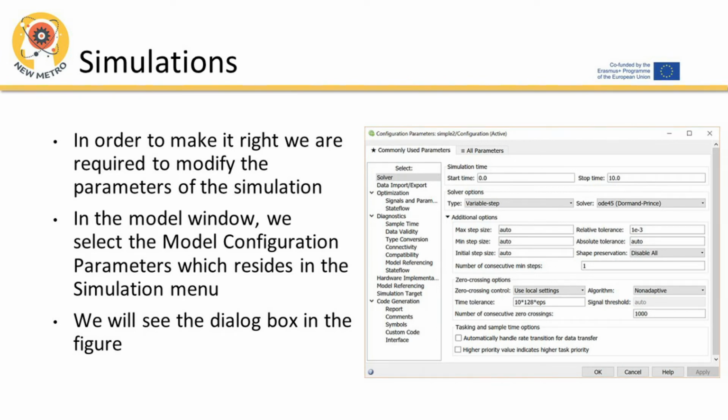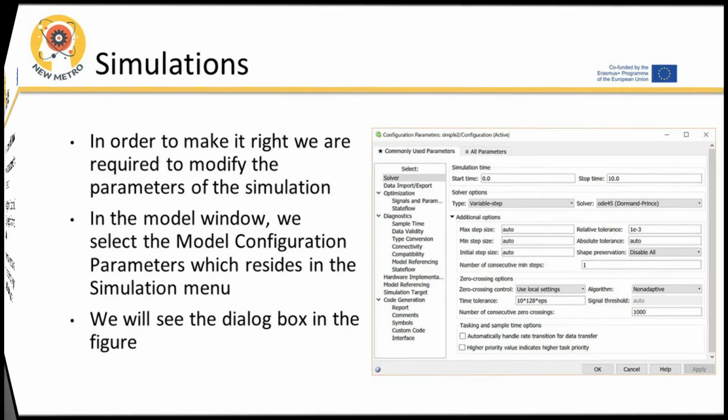In order to make it right, we are required to modify the parameters of the simulation. In the model window, we select the model configuration parameters which resides in the simulation menu. We will see the dialog box in the figure.